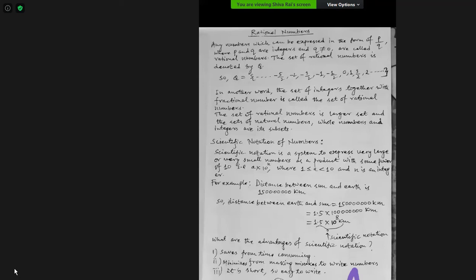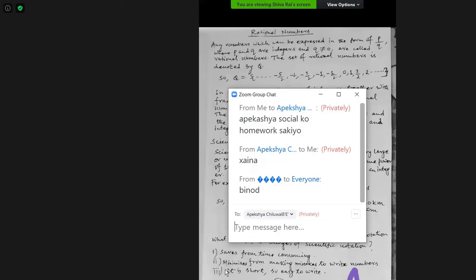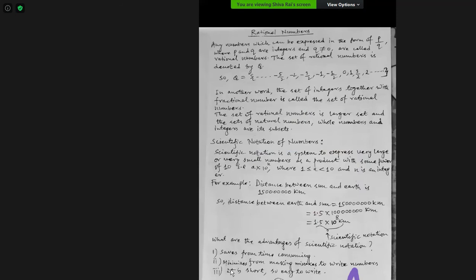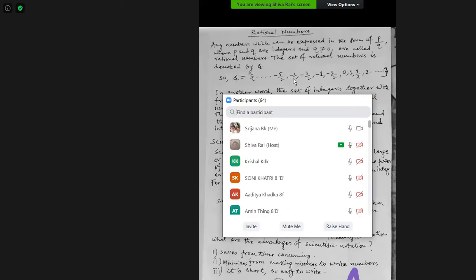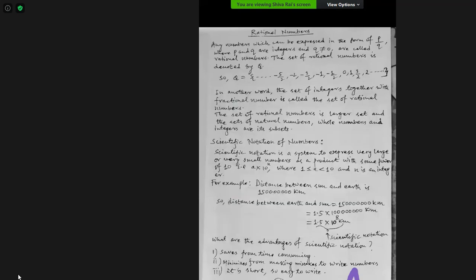Now, suppose if I told you to write in scientific notation the number, suppose Soni Khatri is here. Soni, are you here? Yes, sir. Okay, Soni. I want to give one question. Try to give its answer.